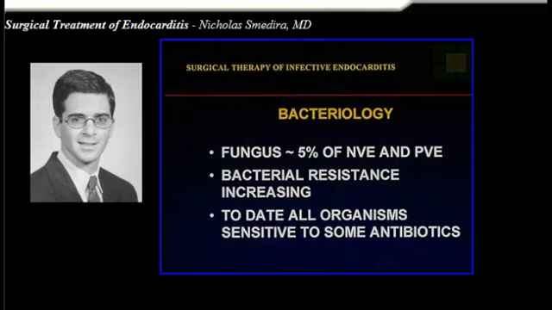A couple other facts just to finish up on bacteriology. Fungal endocarditis is roughly responsible for about 5% of native and prosthetic valve endocarditis. And here's just a couple points. Bacterial resistance is increasing. We're all aware of Enterococcus that is now resistant to vancomycin. To date, all the organisms that we have dealt with have been sensitive to some type of antibiotics. It will be interesting and frightening if in the next few years these organisms become resistant to our antibiotics. It'll change our entire, or part of our ability to treat these effectively.